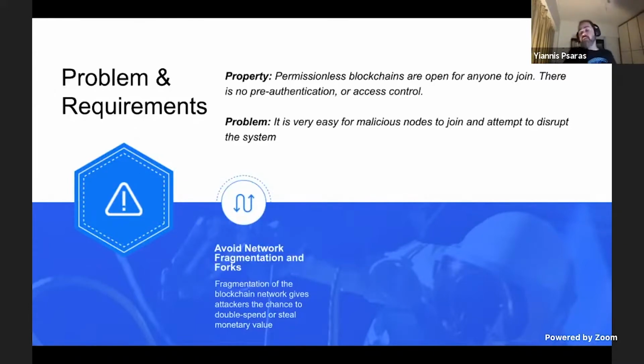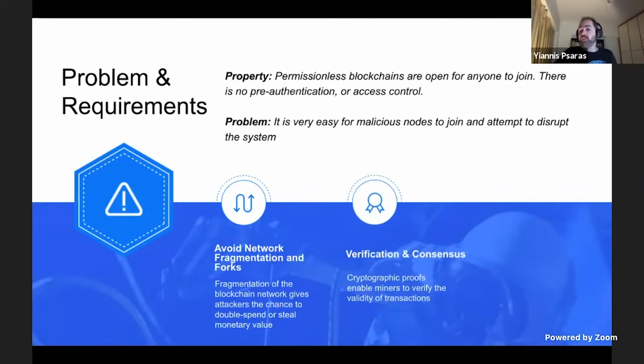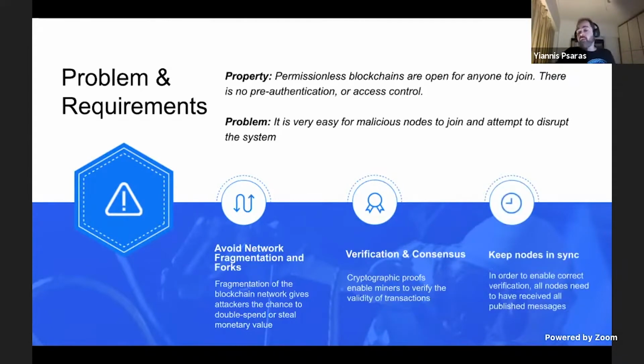A message propagation protocol has to avoid network fragmentation or forks, which is a really bad thing to happen, because the nodes are not able to reach consensus and cannot have a common view of the network. They need to do verification of messages. As messages propagate, they carry cryptographic proofs, which enable miners to verify that a transaction is coming from the person it claims to be coming from. And it needs to keep the chain in sync. To reach consensus, everyone in the network needs to have the same view of the latest messages going around. Those are the main requirements that a general PubSub or message propagation protocol has for permissionless blockchain networks.